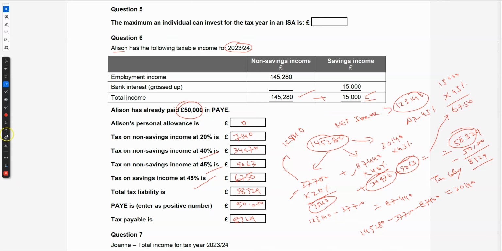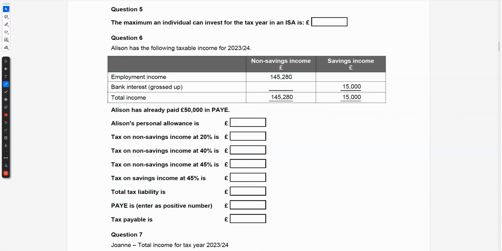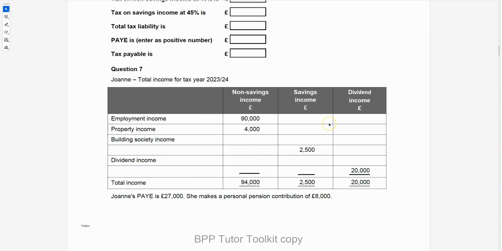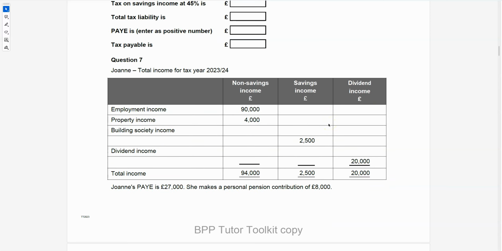Alright, let's move to the next one. The next one we have is tax 7. Let's try that. So John, total income for the tax year 23-24, non-saving, saving and dividends. We have a dividend now. Employment income 90,000, property income 4,000. Then we have a building society income, that is saving, 2,400, and the dividend we have is 20,000. So total non-saving 94,000, saving 2,500, and the dividend 20,000.